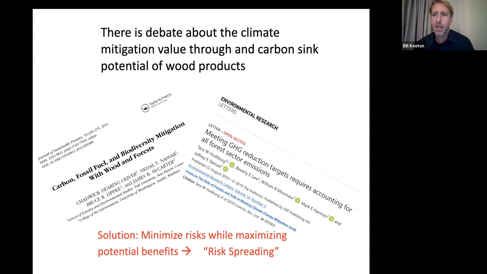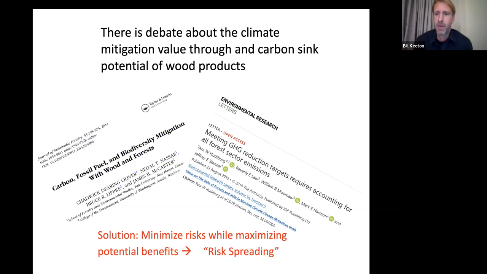Okay, so given this complexity and given the uncertainty, I've been interested in the question: what can we do to reduce the overall risk of unintended consequences, the overall risk that there would be an unforeseen net carbon flux to the atmosphere? So what can we do to reduce that risk while maximizing the potential for benefits from durable wood products and mass timber? Again, within that portfolio approach.